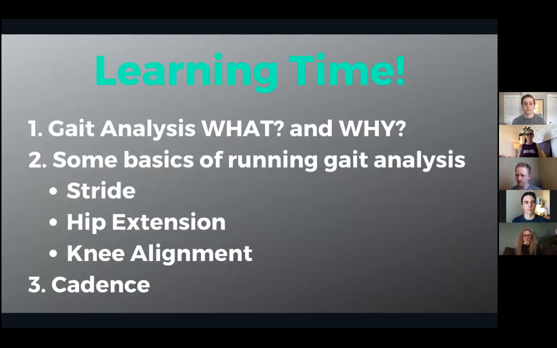Cool. All right. So our main goal today is to give you guys some valuable and practical information about running gait analysis. So we're first going to start with the what and the why, the reasons for running gait analysis. And then we're going to go over some basics of running gait analysis. We'll look at stride, hip extension, and knee alignment. And that's when we're going to use those case studies. We'll explain more about each of those as we go through them. And then at the end, we're going to cover cadence, which is a really practical and applicable running variable.